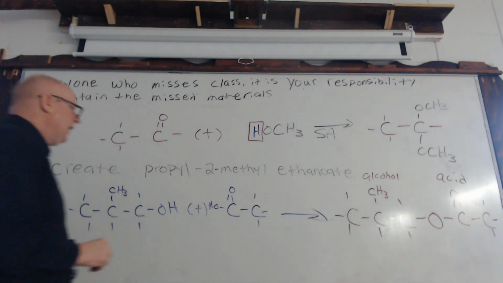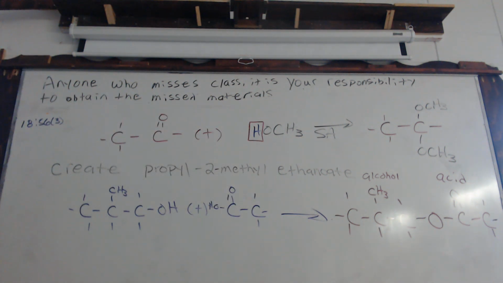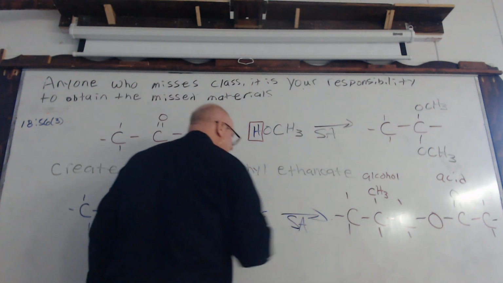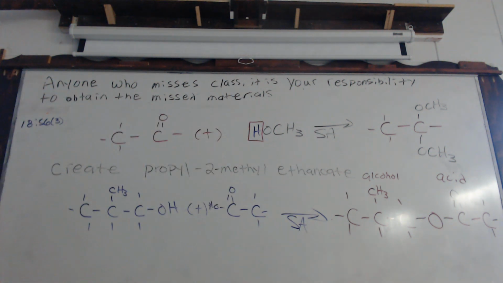So now that we've got that done, now we can proceed. The only thing you're missing is the same thing up there, and you have to have an acid catalyst to do that. Now you have correctly created your propyl 2-methyl ethanoate. Now you've done that. Okay.